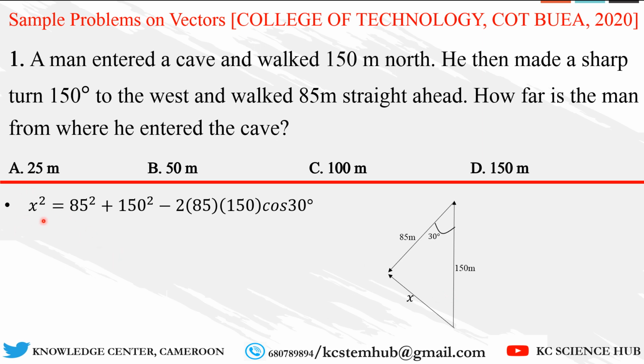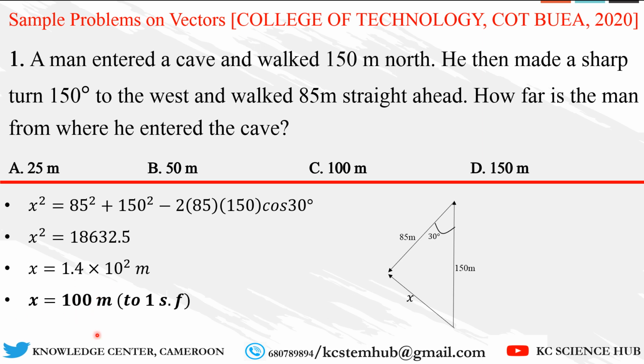Like we've seen, x squared will be 85 squared plus 150 squared minus 2 times this times cosine of the angle opposite to this guy, which is 30 degrees. And x squared is that. And so we can get x to be 1.4 times 10 to the power 2 meters. And if you had to write this in one significant figure, that would be 100 meters. So that is C right there.